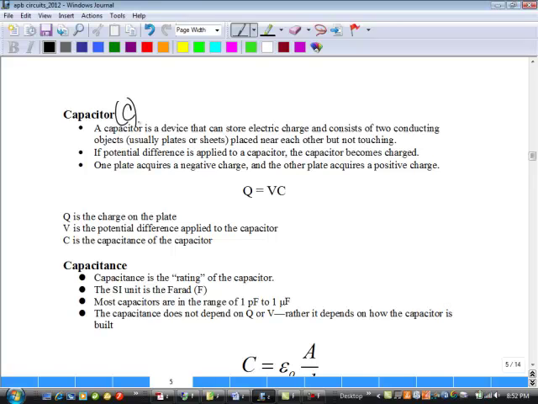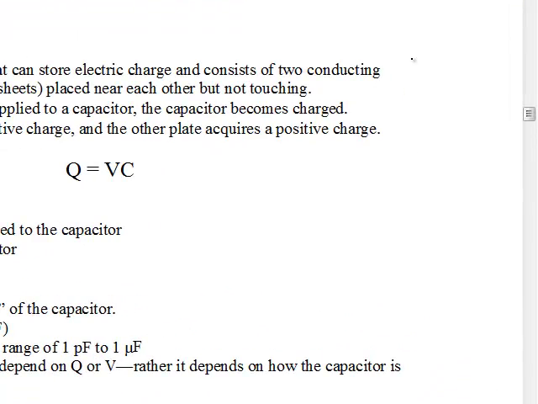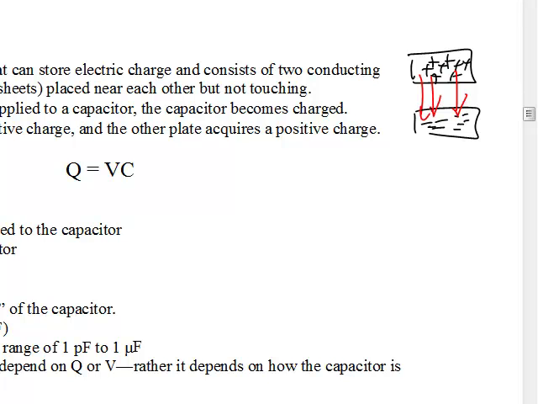A capacitor is a device that can store electrical charge. It consists of two conducting plates that have billions and trillions of charges on them. You will have a positive and a negative charge. They're going to be close to each other, and it's going to have a uniform electric field across it.